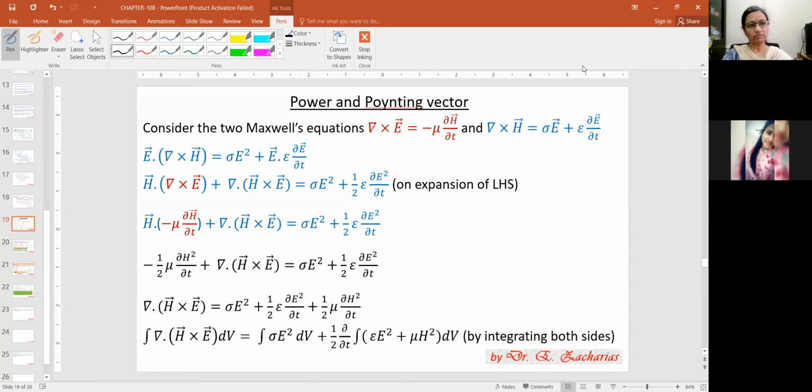And now let's start off today's part of the syllabus. This is not going to be a long class. I just want to finish some portion. So we will be discussing power and Poynting vector.